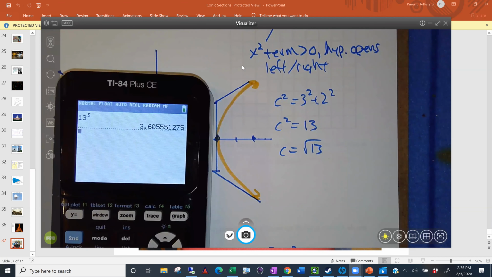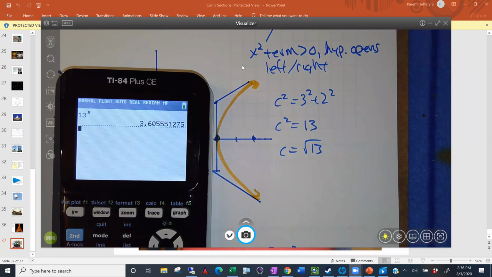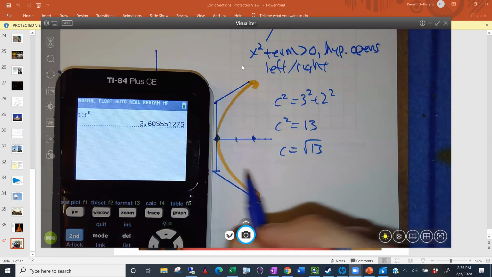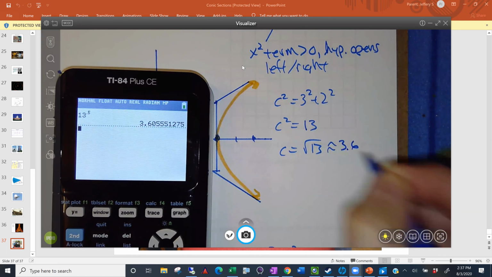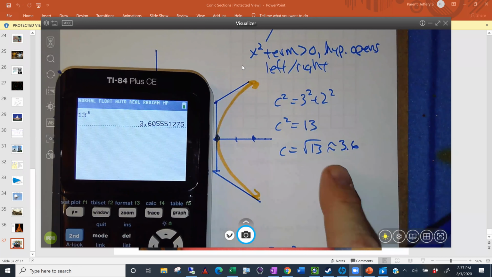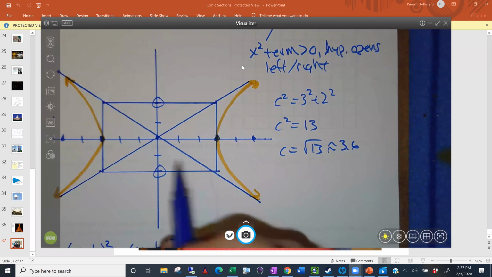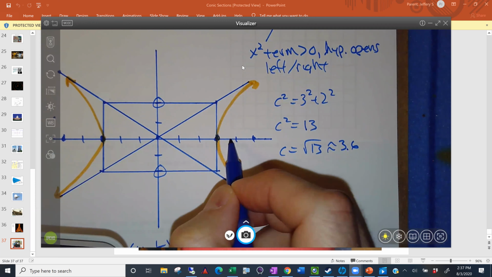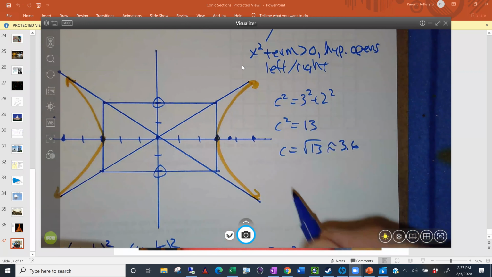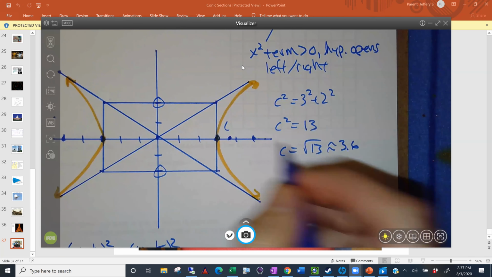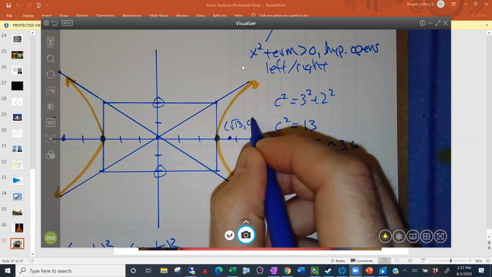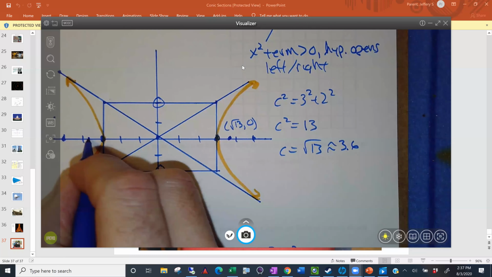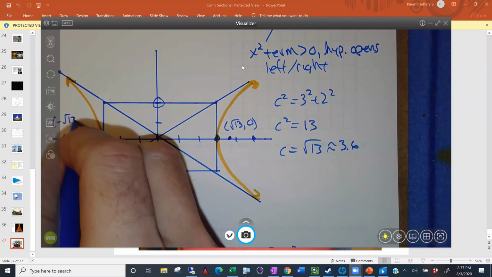For some reason, I thought we had numbers of 3 and 4. All right, so about 3.6. Now the 3.6 is just for our own sake, so that we know about where to graph it. 1, 2, 3. Now it should be between 3 and 4, probably a little bit closer to 4, so about there. Now you can label it with the correct coordinates though. It's going to be square root of 13, comma 0. And then another one over here at negative root 13 and 0.